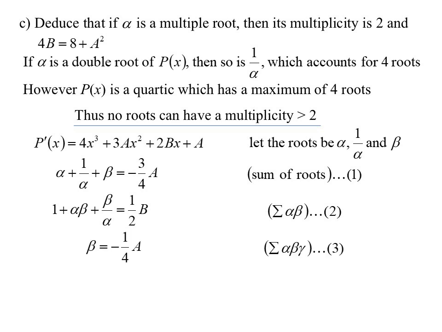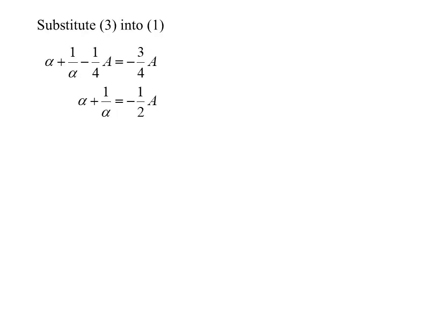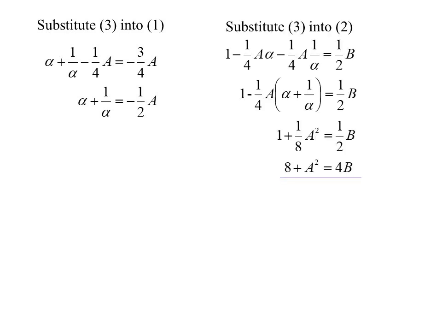Sum of the roots 2 at a time, and sum of the roots 3 at a time. Well, that's nice, because now we know what beta actually is. It's minus 1/4 a. If I substitute that into the first one, I get that alpha plus 1 on alpha is minus 1/2 a. If I substitute it into the second one, a little bit of manipulation now, but I end up with 8 plus a squared is equal to 4b. So I'm using both the result that I proved earlier, that alpha plus 1 on alpha is minus 1/2 a, but then also the fact that we now know that beta was minus 1/4 a. End up with our result.